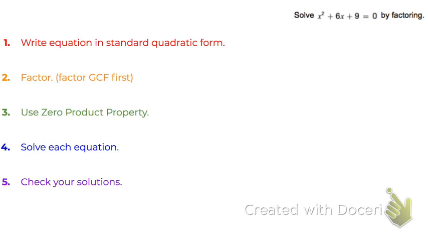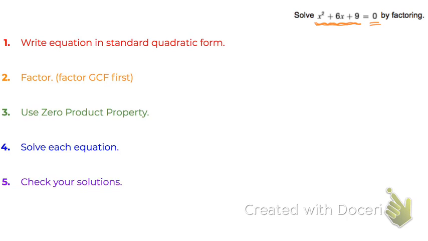Here we're asked to solve this quadratic equation by factoring. So the first step is to write this equation in standard form, and in this case it already is in standard form, and that just means that all the numbers are on one side and then it's set equal to 0. Now what we're going to do is factor this side, and what that means is we're just going to try to change that to a multiplication problem.